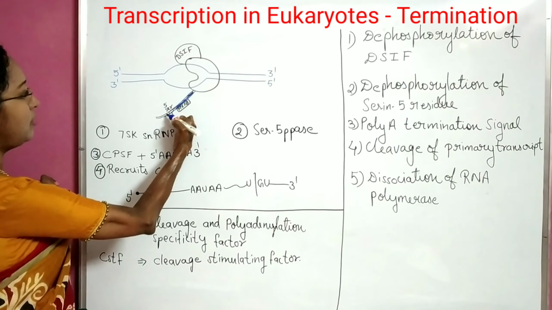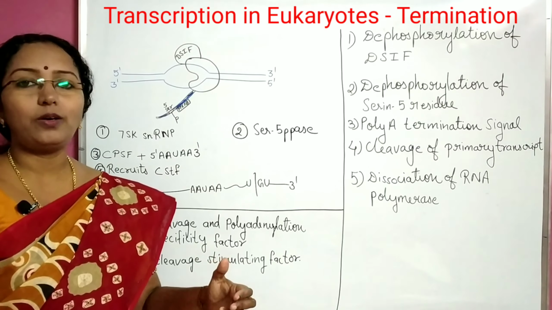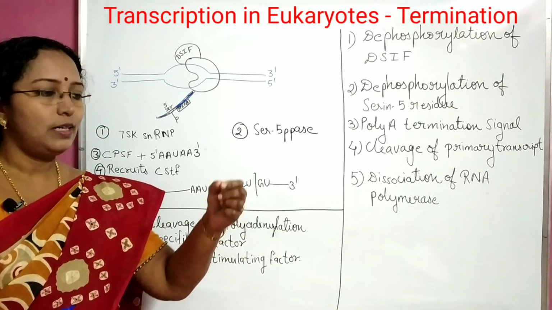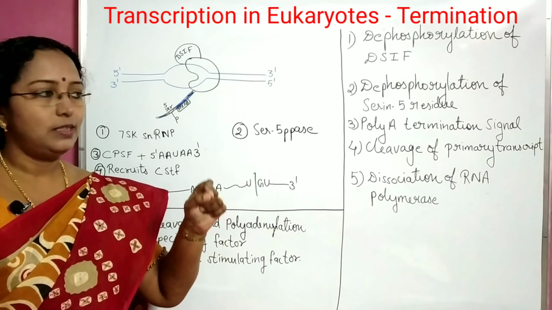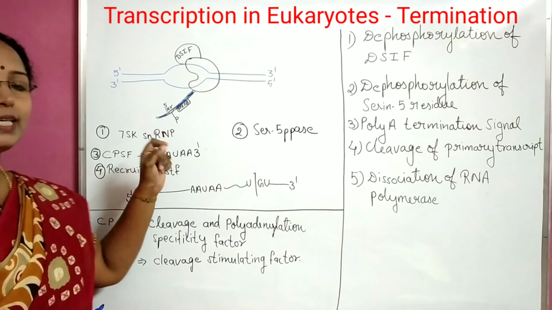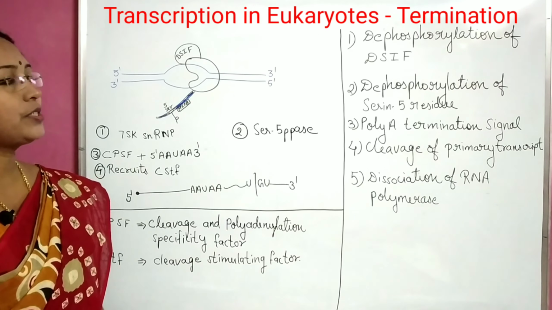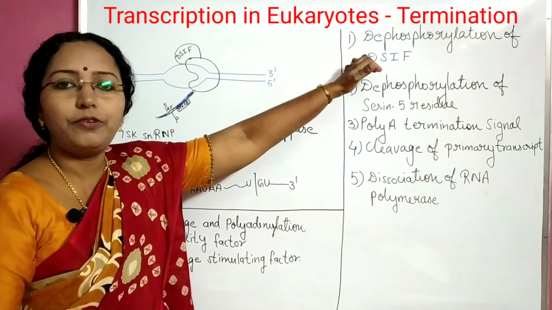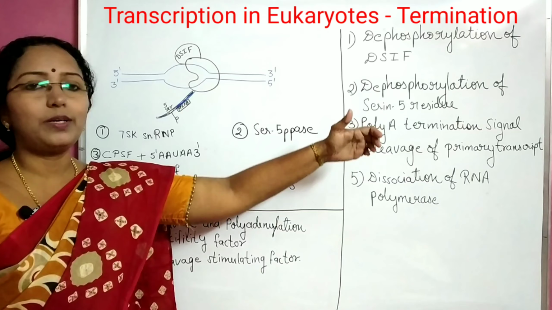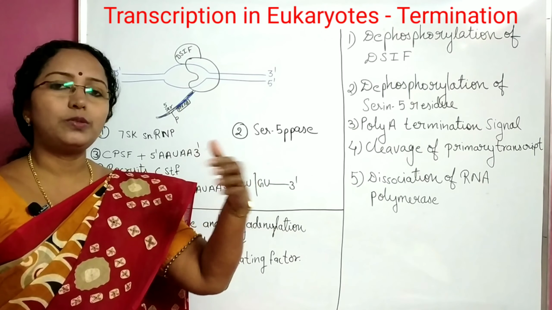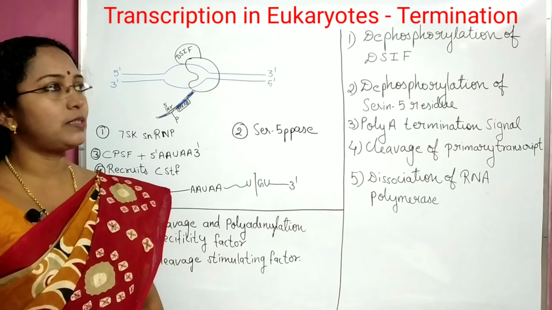In this domain, there are some serine residues in the 2nd position, in the 5th position and so on, about which I told in detail in the initiation phase itself: the importance of this tail and the different residues there. Here we are concentrating on dephosphorylation of Dsif. About Dsif also it was told in detail in the previous video, in the elongation video. So if you subscribe and go through the videos, it will be very easy for you to understand these aspects clearly.